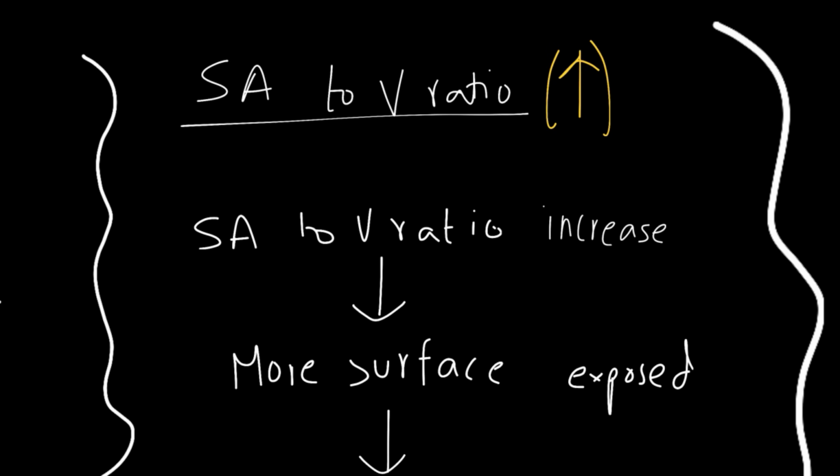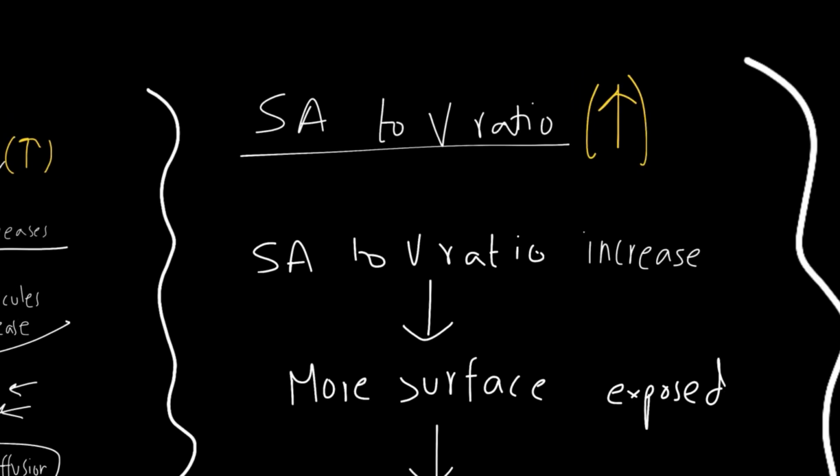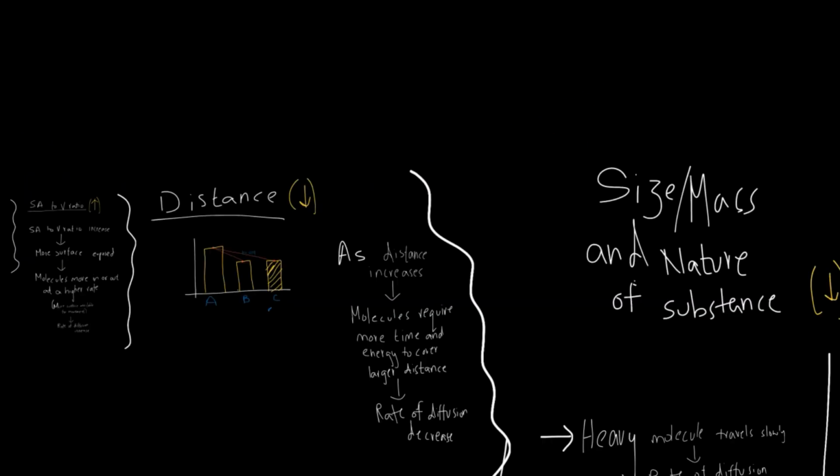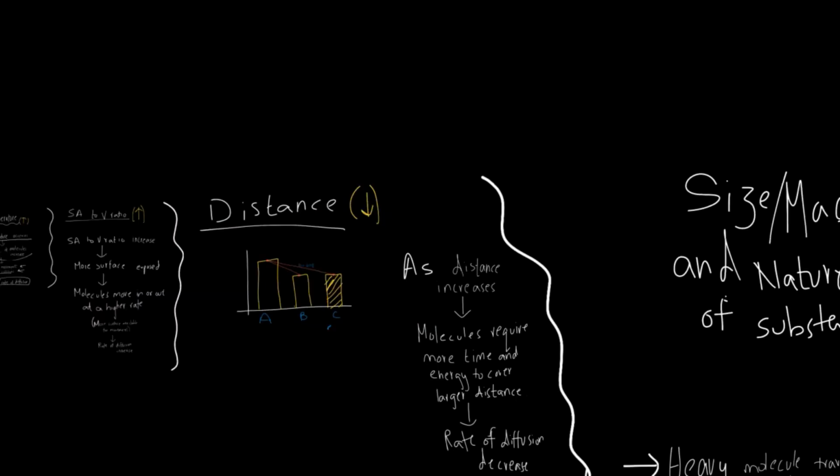The next thing is surface area to volume ratio. Now this is something that's different from what we'll study later on, which is called size, mass, and nature of substance.